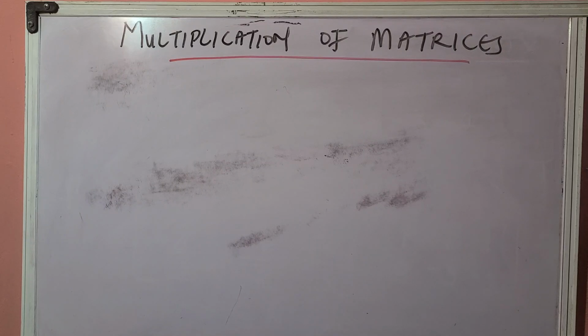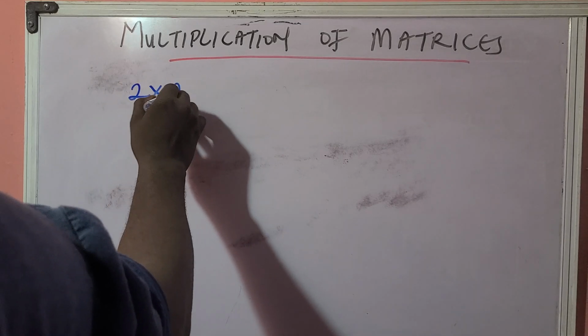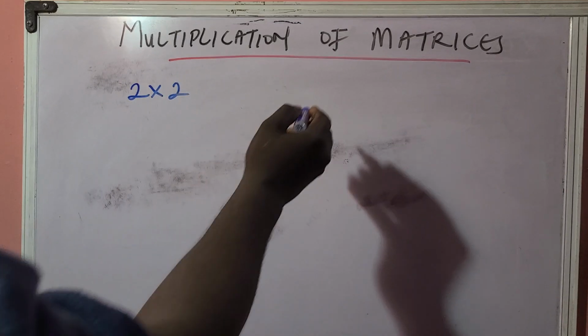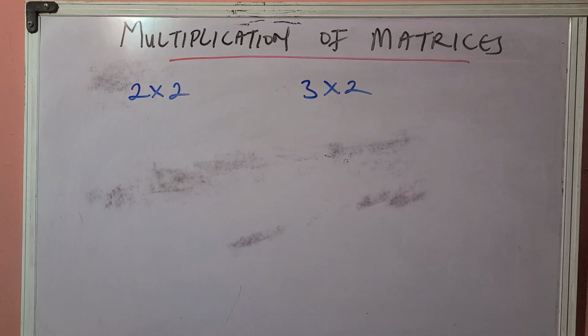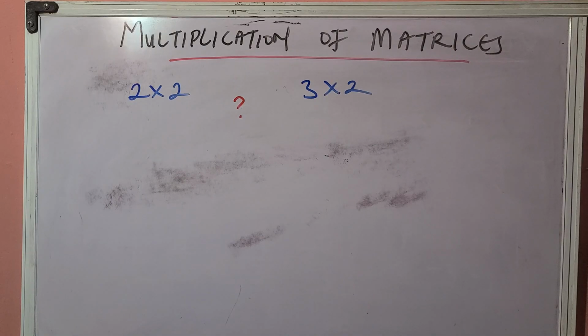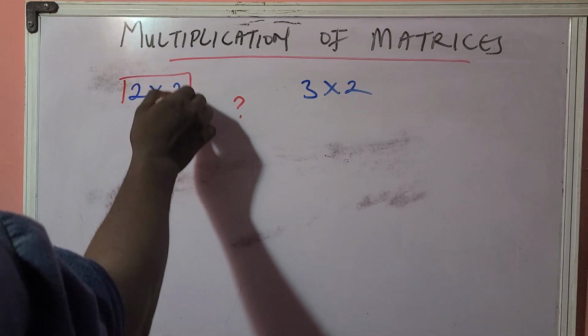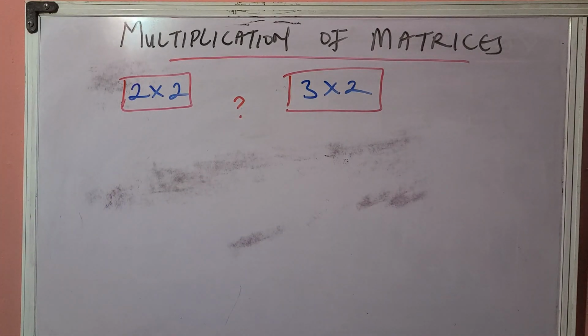All right. Let's take for instance you have a 2 by 2 matrix, and you have another matrix, a 3 by 2. So the question is, can these two matrices be multiplied together? That's the first thing we have to deal with when dealing with multiplication of matrices. Not every two matrices can be multiplied together.